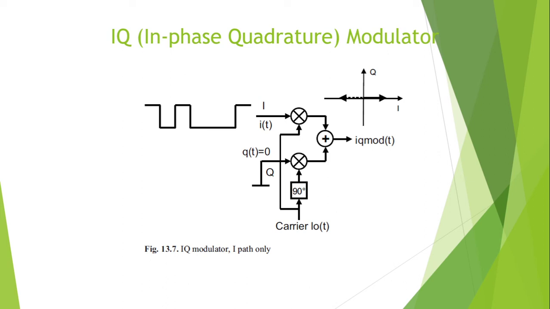For the vector diagram, this means that the vector changes between 0 degree and 180 degree and varies in length, but always remains on the I axis as long as only I of t is present and being varied. If you look at figure number 7, it is 0 degree or 180 degree only, but it will be present only on the I axis.